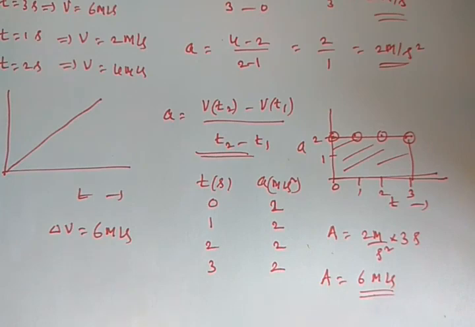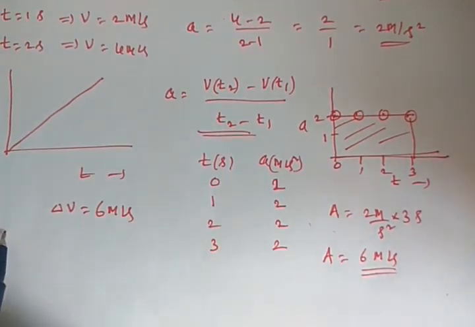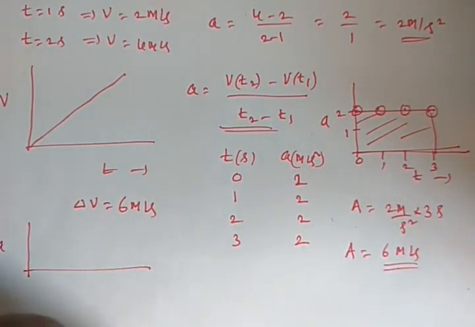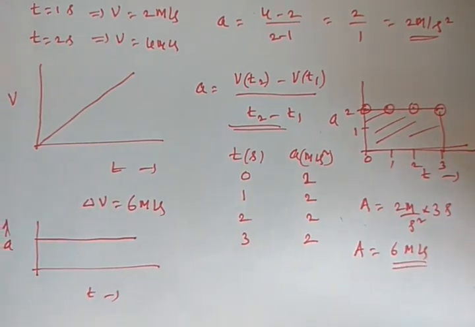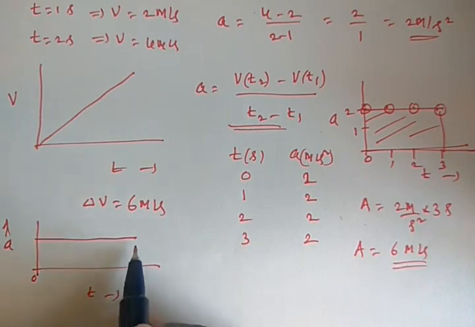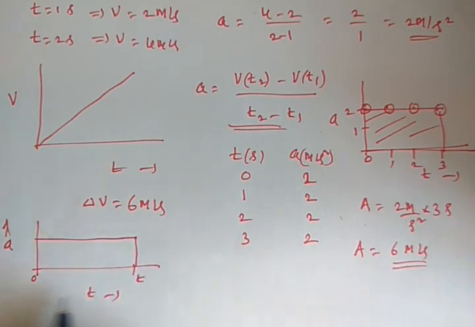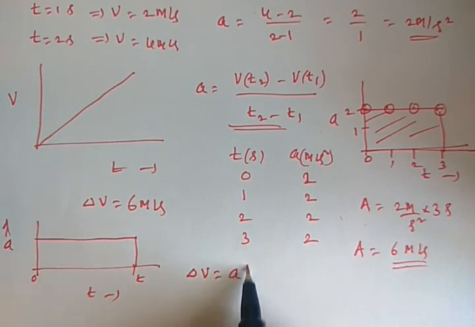So in general, if the acceleration of the body is constant, you say this, and this is t, the body is moving with constant acceleration, starting from 0 on time t. Then to find the change in velocity of the body after traveling for time t, the change in velocity will equal the area under this curve.